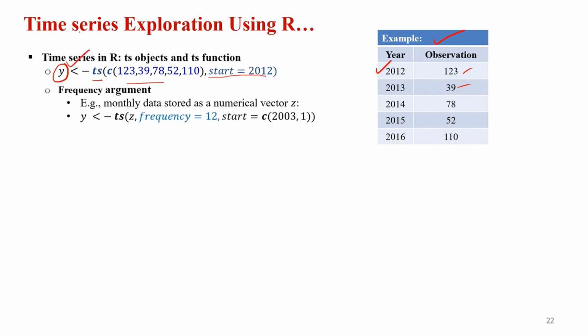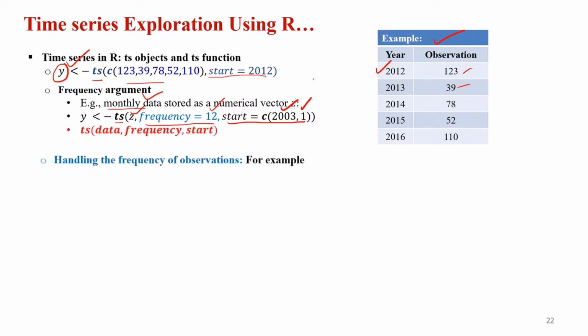If you want to store monthly data, how can you do that? Again we use the ts function. Here z is the variable in which we have stored the data, and then we tell it that the frequency is 12 because it's monthly data. We know that in one year we have 12 months. The starting point is 2003, the year, and 1 indicates the first month, January, as the starting month. If the starting point is February, then you write 2 over here.